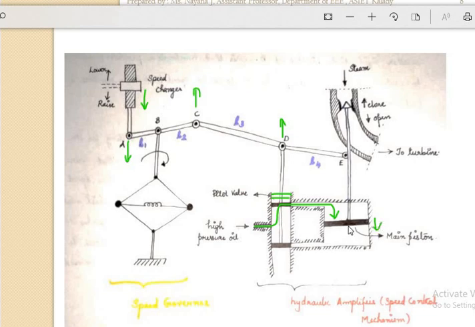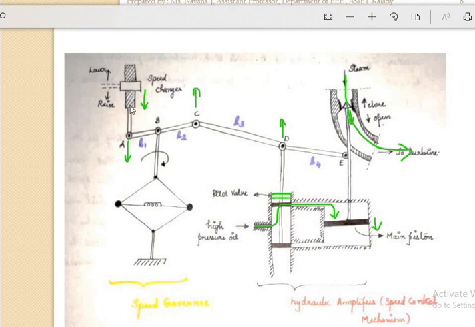When this piston is moved downwards, what will happen to this valve? The valve here is moving downwards. It is moving downwards means the valve is open, and what happens? More steam will be moving to the turbine. What will happen when more steam moves to the turbine? The speed of the turbine increases. Am I clear?